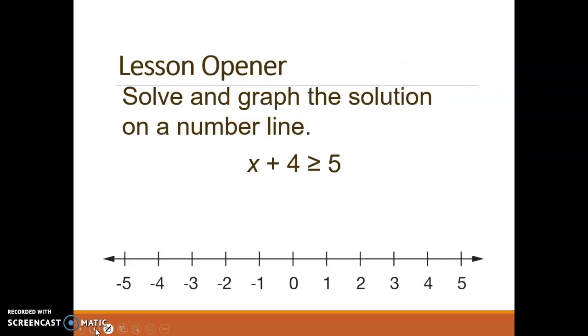What about x plus 4 is greater than or equal to 5? Let's solve for x. We need to isolate the variable, so we're going to subtract 4 from both sides. And when we do that, we get x is greater than or equal to 1. We put a solid dot at 1 to show that it's equal to 1, but then we also want to draw an arrow that shows it's greater than.